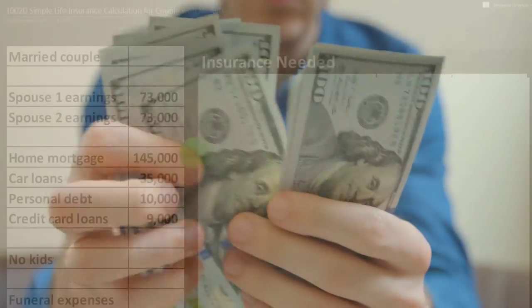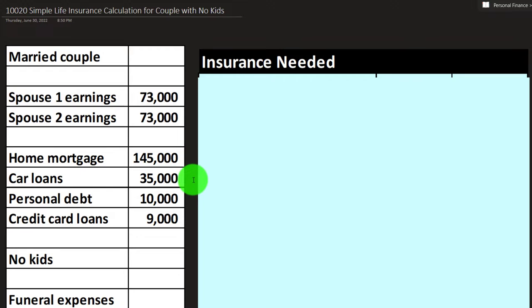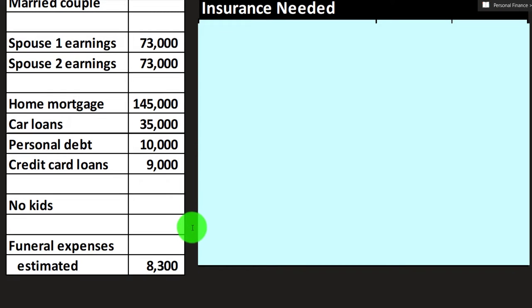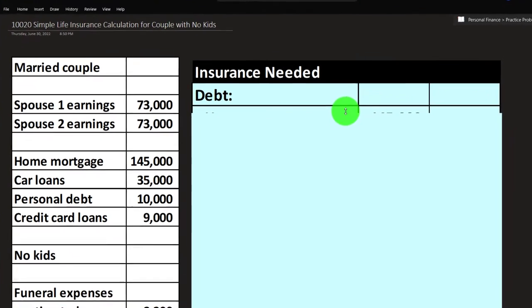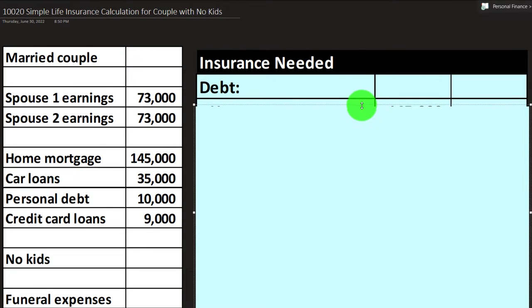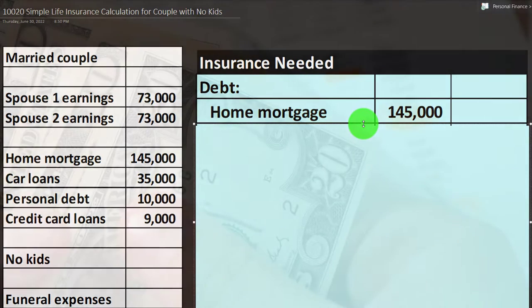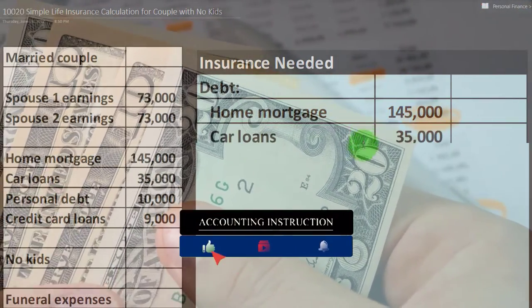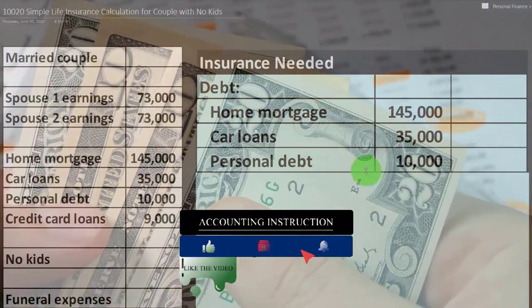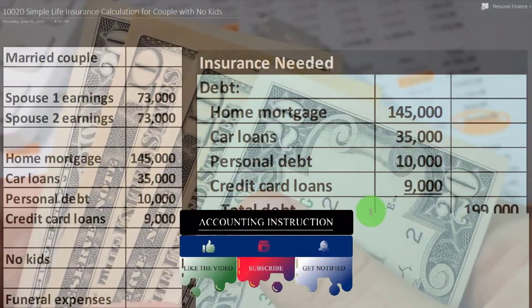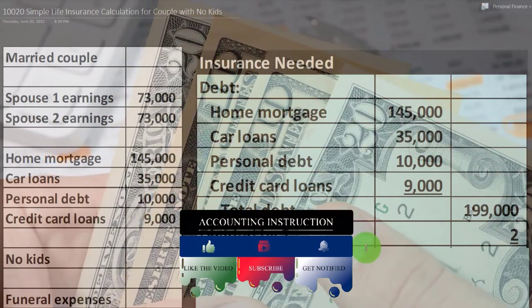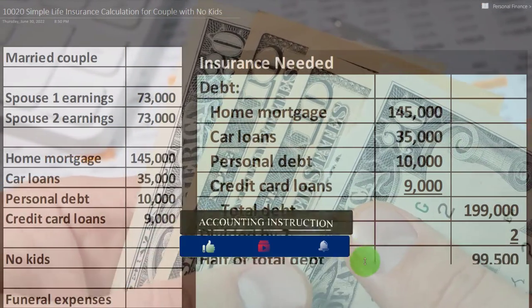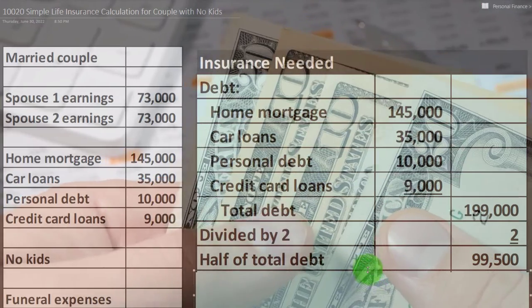So we've got the home mortgage, could have car loans, personal debt, credit card debt, and then funeral expenses to take care of as well. So a simplified calculation in that scenario, assuming you're splitting everything 50-50 and so on, might be that we've got the debt, let's add up the debt. We've got the mortgage, the car loans, the personal debt, and the credit card loans, and that adds up to $199,000. And then we'll simply divide that by two, saying that we have half of our debt that we're going to be taking care of.